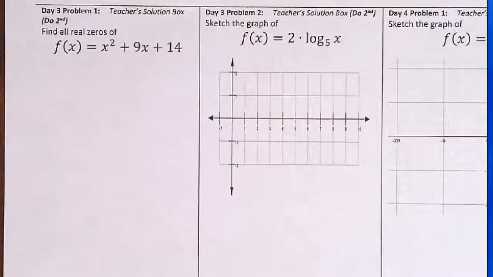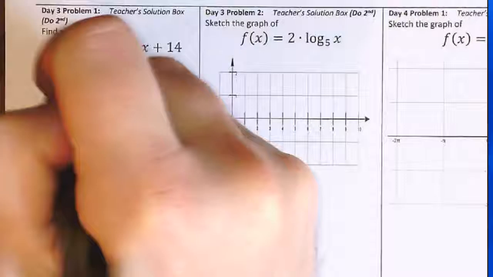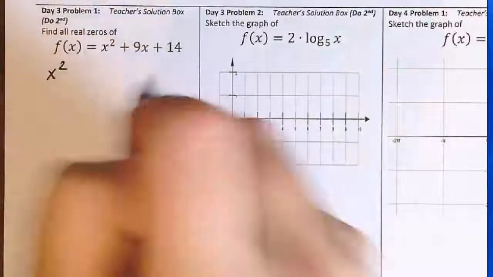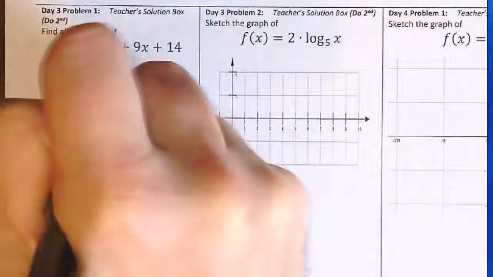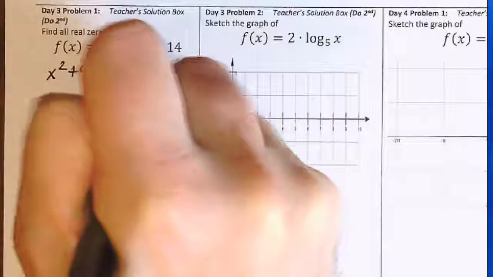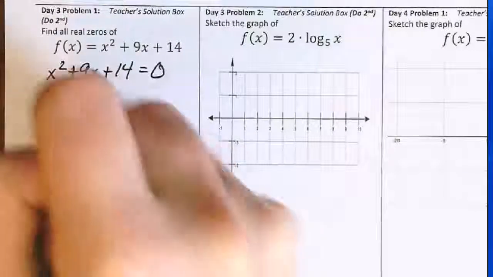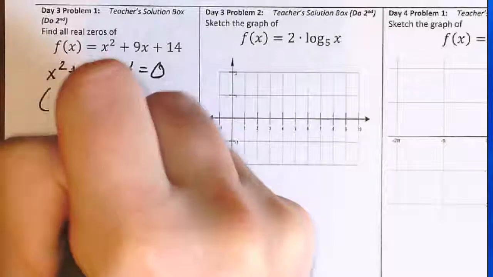Here's the answer for day 3, problem 1. Find all real zeros of this function. So to find zeros, we can set the function equal to 0 and then solve for x. This trinomial factors.